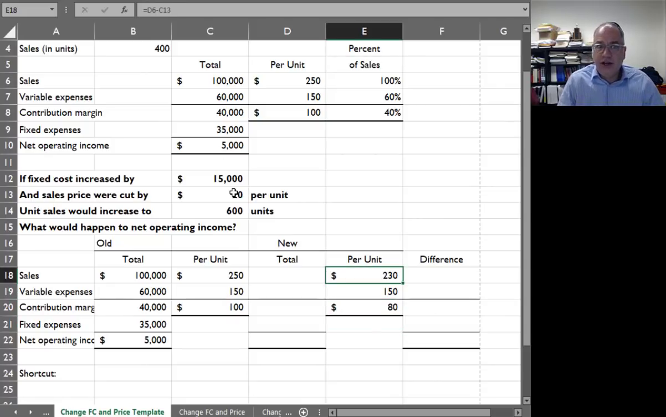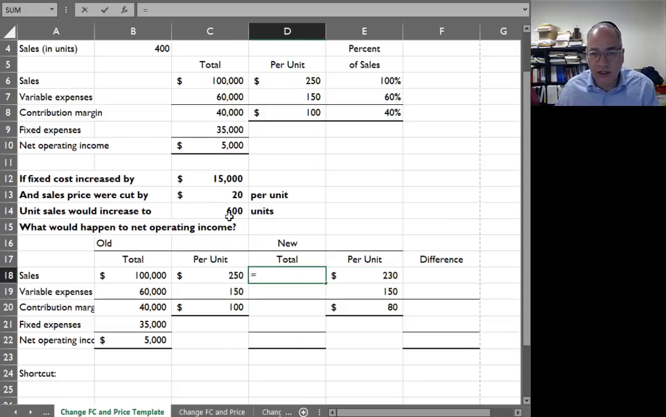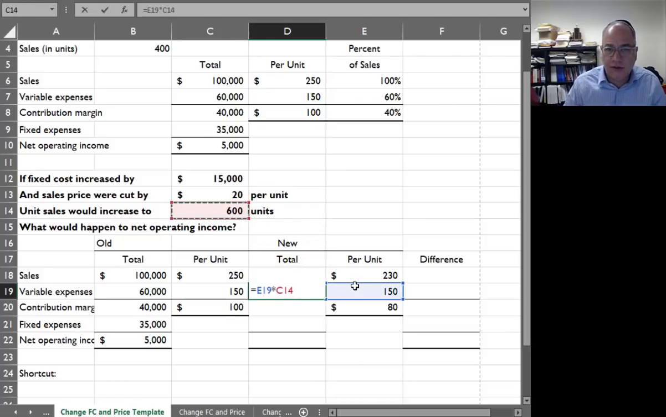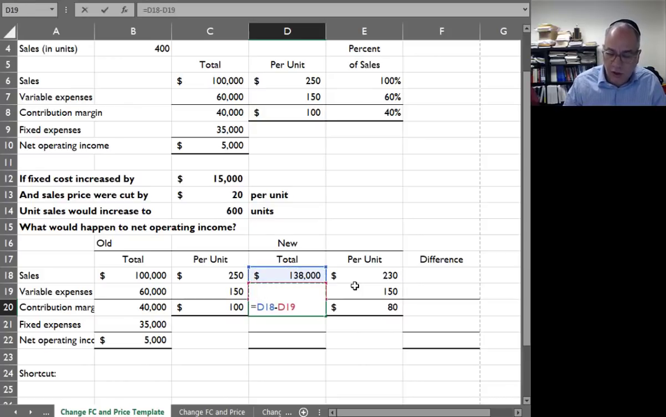Oh no, it's not looking good. You think it's going to increase or not? What do you think? You did the calculation. Is it going to increase? What's going to happen to net operating income now as a result of these decisions? So we're going to sell 600 units at this great, wonderful new price of $230, resulting in $138,000 in sales. Variable costs would be $150 times 600 units, or $90,000, and contribution margin will be $48,000.